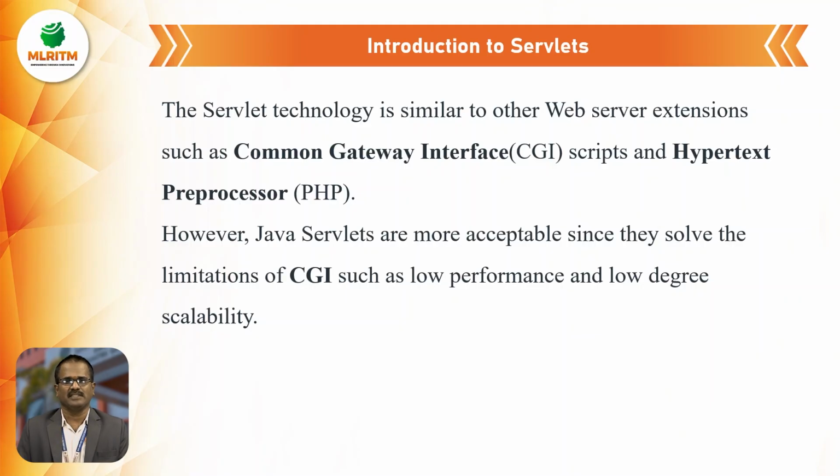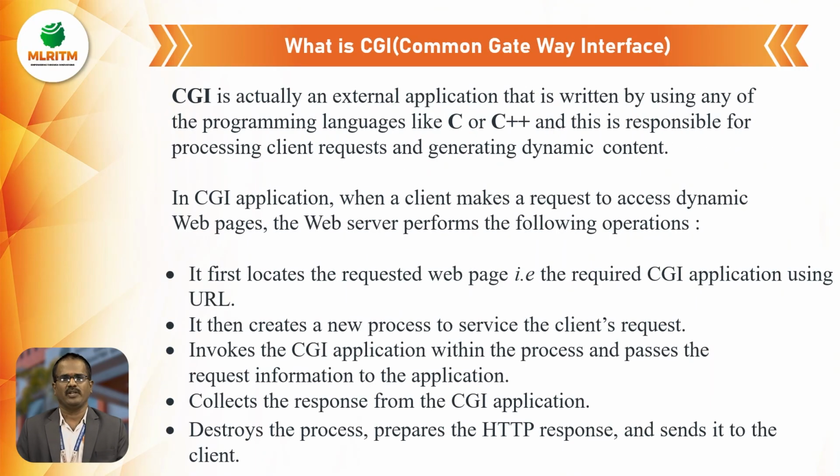So there are three technologies. What are they? PHP (Hypertext Preprocessor), CGI (Common Gateway Interface) scripts, and servlets to handle the server-side requests. These three technologies are used by web servers to handle the HTTP requests coming from the web browser. Now, what is CGI, the Common Gateway Interface? It is also one of the technologies which can be used to handle HTTP requests on the server side. These scripts are also used by the web server to handle the HTTP requests.